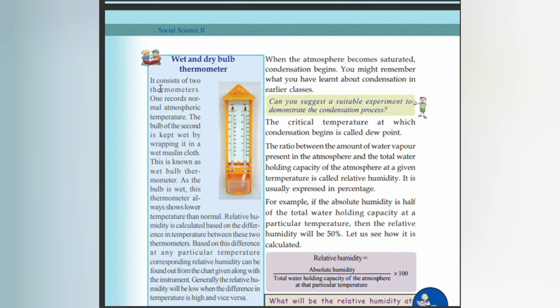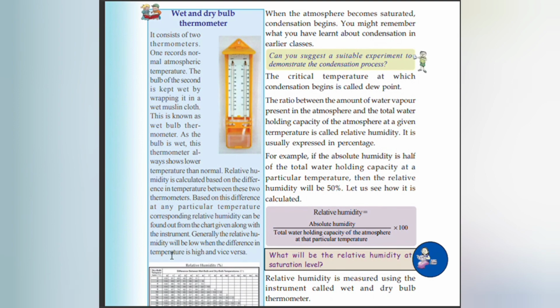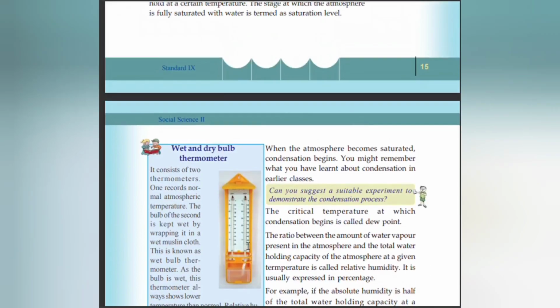Wet and dry bulb thermometer. It consists of two thermometers. One records normal atmospheric temperature. The bulb of the second is kept wet by wrapping it in wet muslin cloth. It is known as the wet bulb thermometer. As the bulb is wet, this thermometer always shows a lower temperature than normal. Relative humidity is calculated based on the difference in temperature between these two thermometers. Based on the difference at any particular temperature, the corresponding relative humidity can be found from the chart given along with the instrument. Generally, the relative humidity will be low when the difference in temperature is high and vice versa.